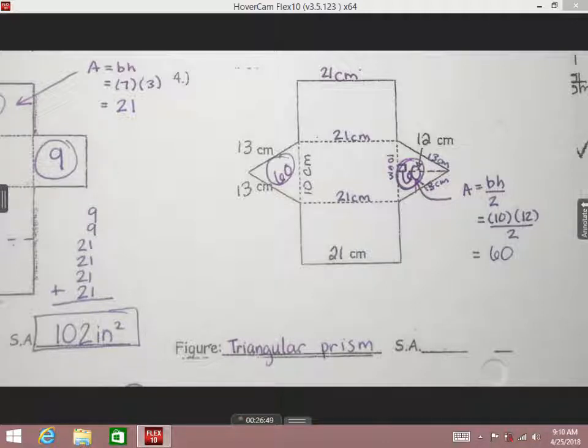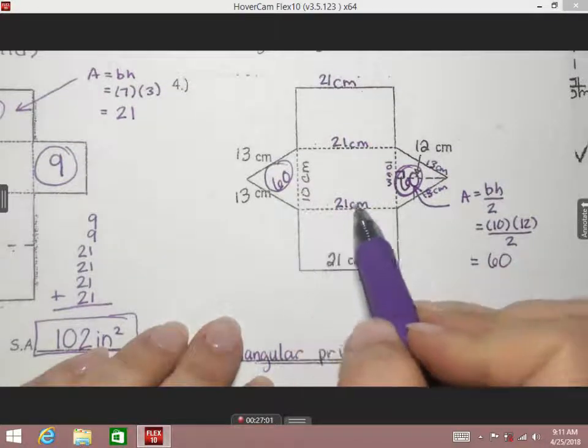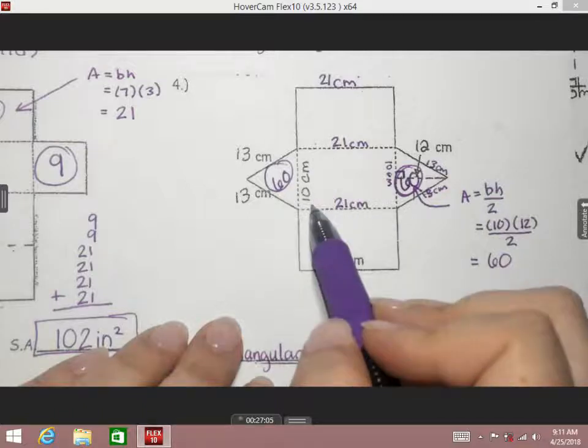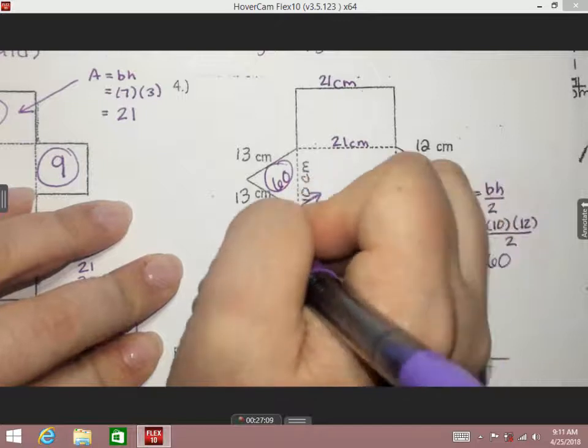Now what shape do you want to do? Okay, rectangle. Which rectangle? The middle one. Okay, so let's do the middle rectangle. Look at that middle rectangle. That's real nice and easy, isn't it? What's the base? 21. What's the height? 10. All right, so let's do that middle rectangle.